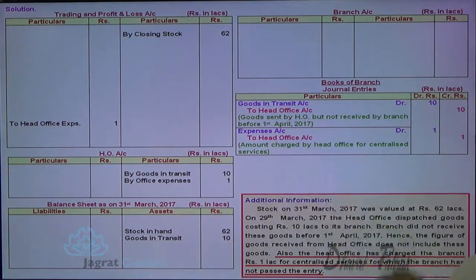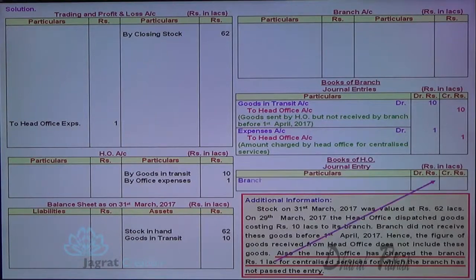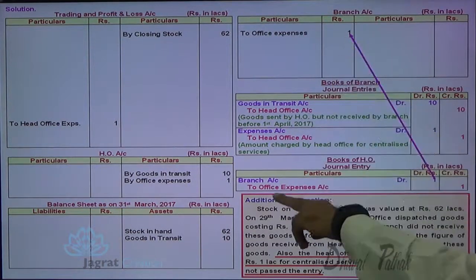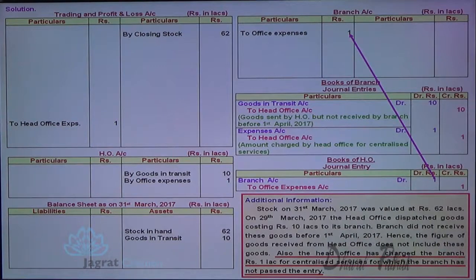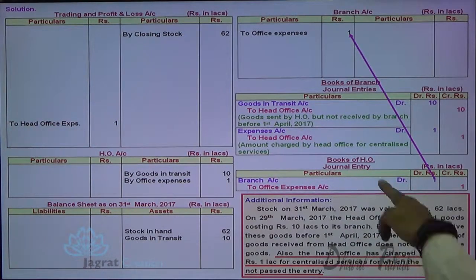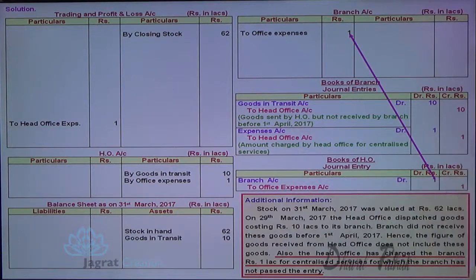And the same entry will be recorded by HO also. The entry in the books of HO will be branch account debit to office expense account credit. So branch account is to be debited with 1 lakh and office expense account gets credited because it's an allocation of expenses by HO to branch. And this entry will be recorded in the books of HO. Remember it.